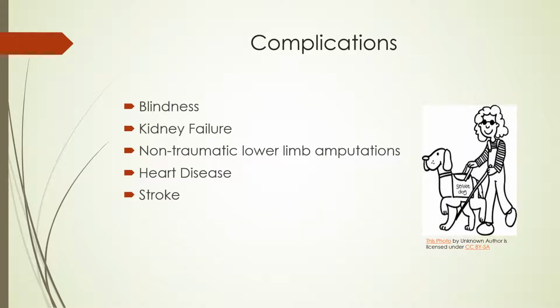So complications, and this can be from any type of diabetes, but it can lead to blindness, kidney failure, non-traumatic lower limb amputations, heart disease, and stroke.